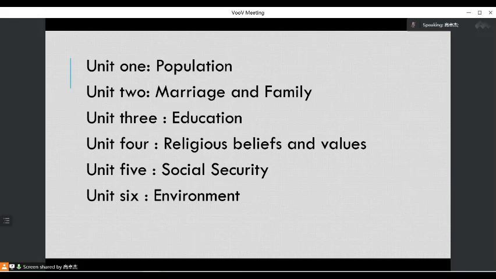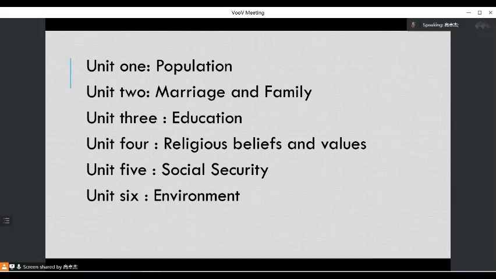Unit 2, marriage and family. From this unit, I'll introduce you to the attitude to marriage and family in China. I know in some other countries, one husband can marry several women. But in China, one husband can only marry one woman. This is the policy in China.